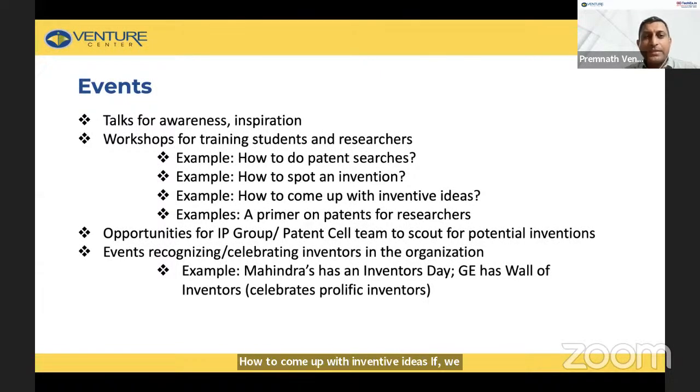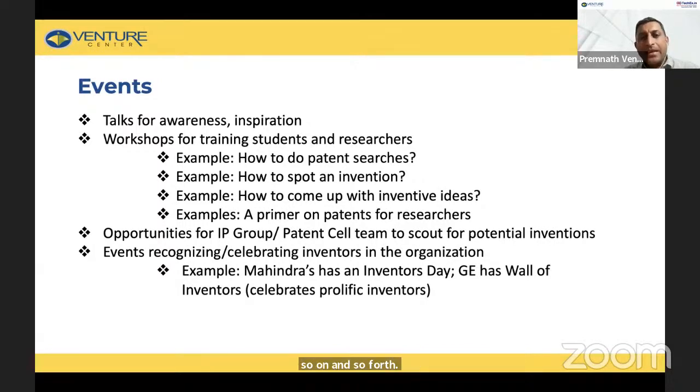We are hoping to run one session on this in the One Theme series. So hopefully some of you will get to hear that. And a primer on, say, patents for researchers. So you will see some of these, especially the first one and the fourth one, very commonly in many universities around the world. And even academies, including, for example, the associations of different scientists, they also run such primers and so on and so forth.